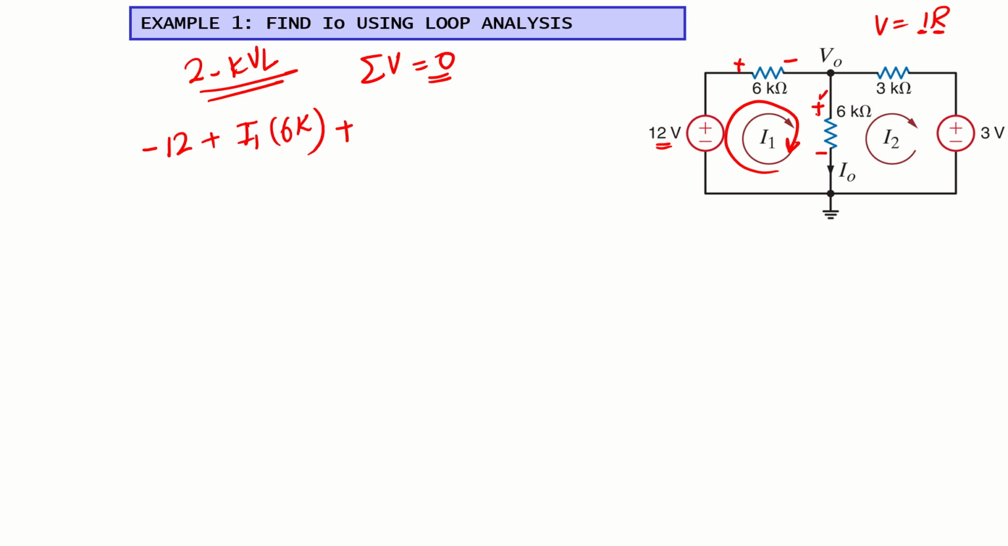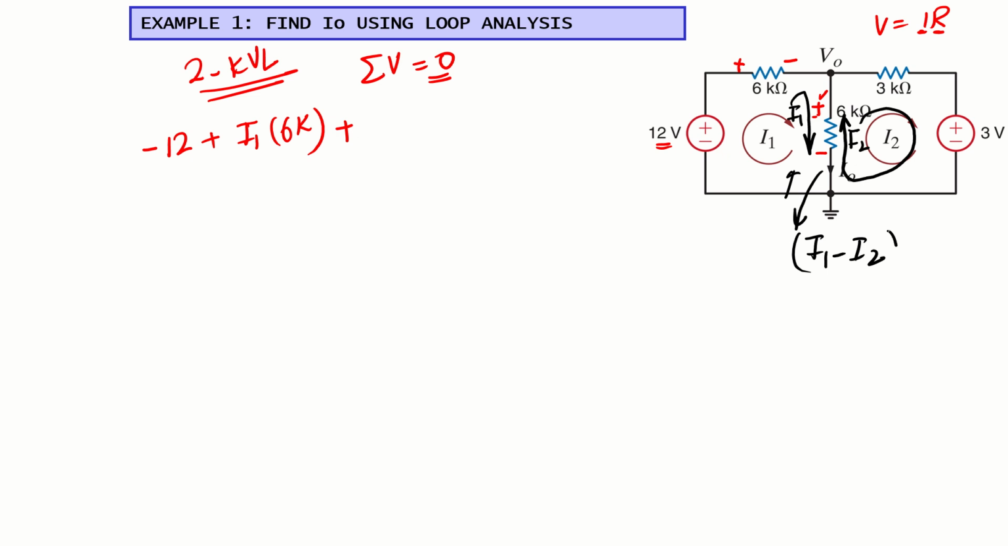Then plus, again this plus sign. Now the current that is flowing through this 6 kilo ohm resistor. If we look at this resistor, two currents will be flowing through it. One current will be I1, which flows this way, clockwise. The second current will be I2, which is also flowing clockwise, but for the 6 kilo ohm resistor, this current flows the opposite way. So the net current flowing through the 6 kilo ohm resistor with reference to the first loop will be I1 minus I2.